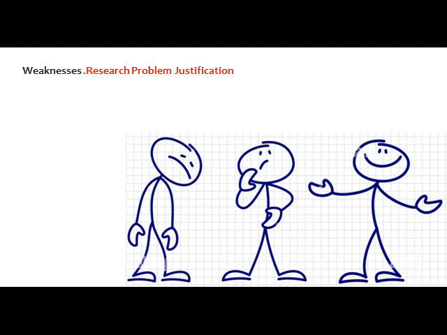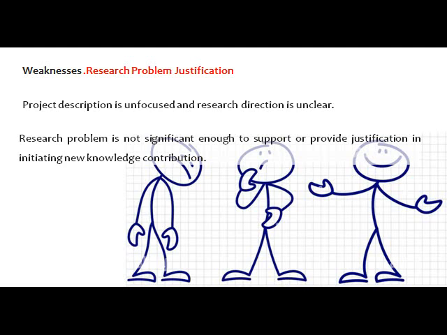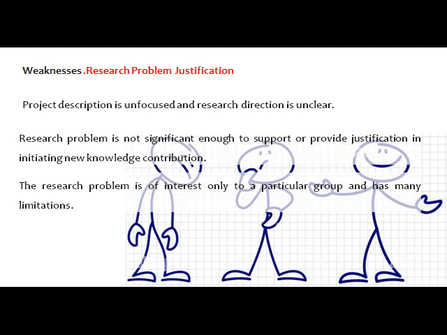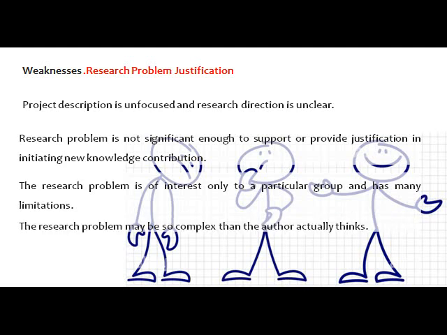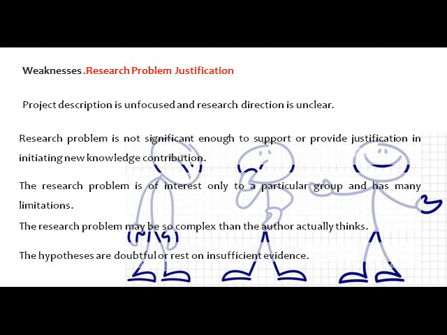Weaknesses. Research problem justification. The project description is unfocused and the research direction is unclear. The research problem is not significant enough to support or provide justification in initiating a new knowledge contribution. The research problem is of interest only to a particular group and has many limitations. The research problem may be more complex than the author actually thinks. The hypotheses are doubtful or rest on insufficient evidence.